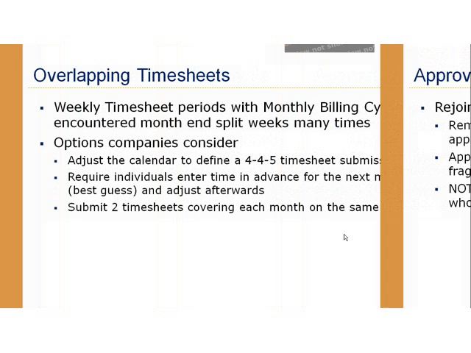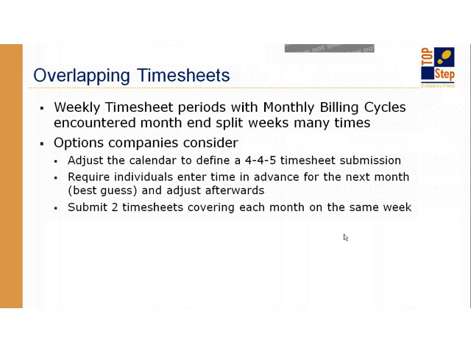All right, almost out of time here, so I'll go through a couple of these final thoughts. Overlapping timesheets. The month-end challenge is a challenge for, I would say, most companies that I work with. The end of the month falls on a Wednesday. You want to be able to bill time through Wednesday, but if people enter their time through Wednesday, then Thursday and Friday aren't populated. How do you do that?